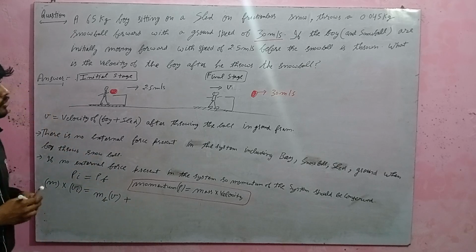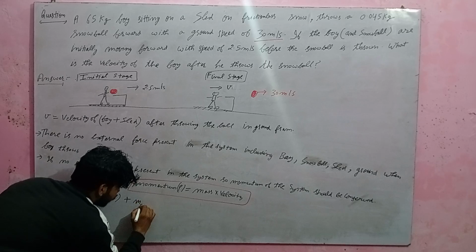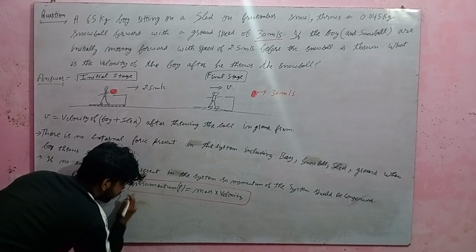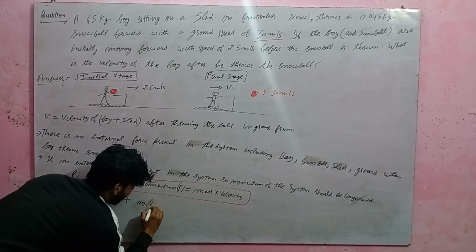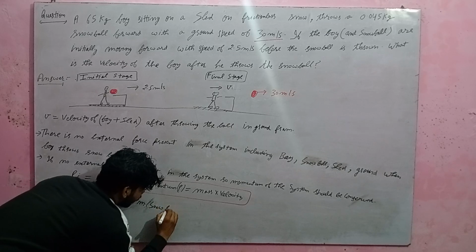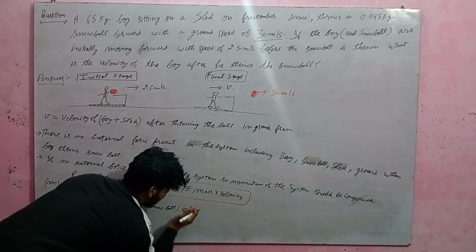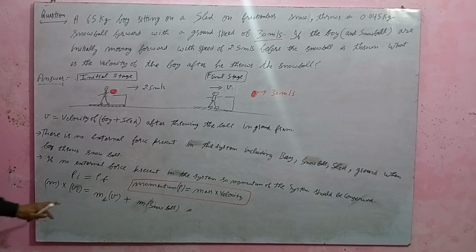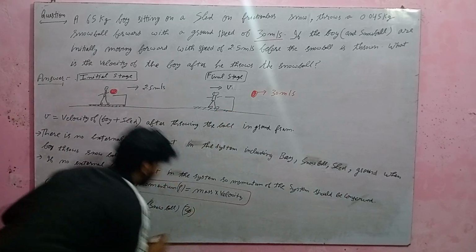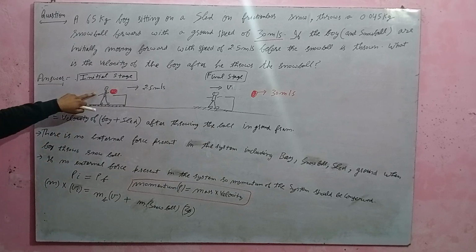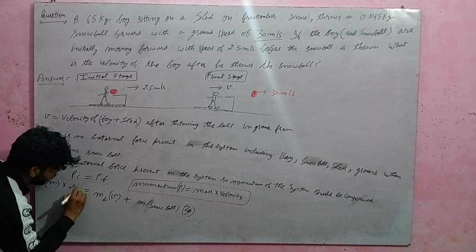And what is the momentum of this ball? It is nothing but the mass of the snowball multiplied by the velocity of this ball, which is 30 meters per second. We can write it like that. And we know that the initial velocity of the system is 2.5 meters per second.